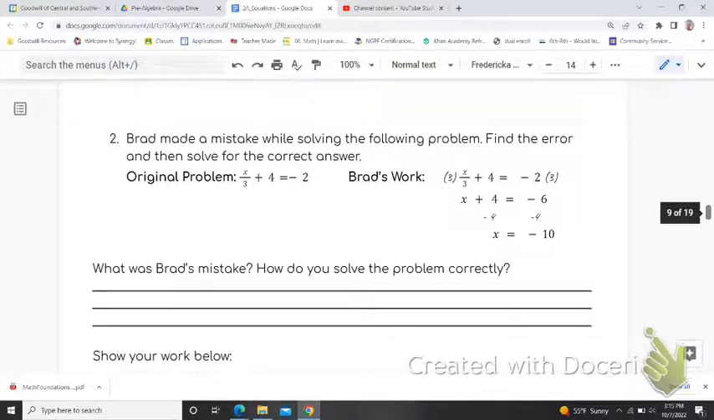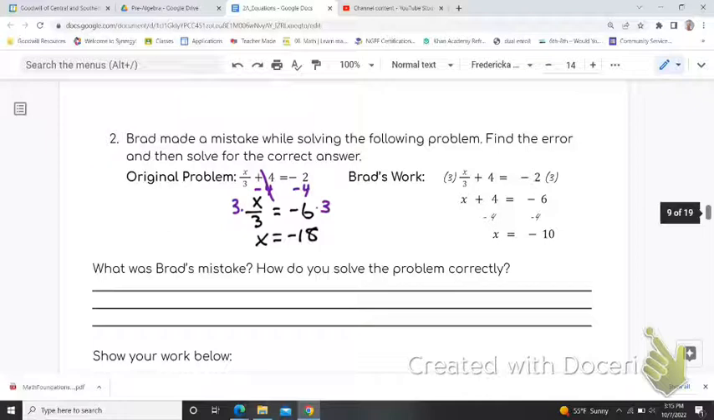So I'm going to show you something a little different. There are 2 ways that you could solve this correctly. We could subtract 4 first, since it's not part of the fraction, then multiply by 3. Okay, you see we do not get the same answer as Brad did.